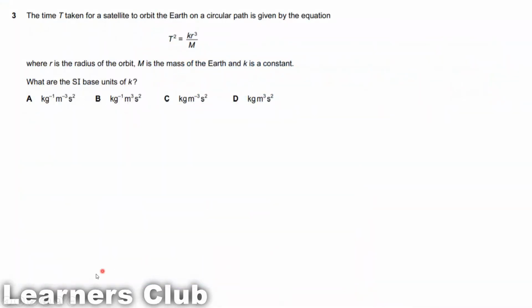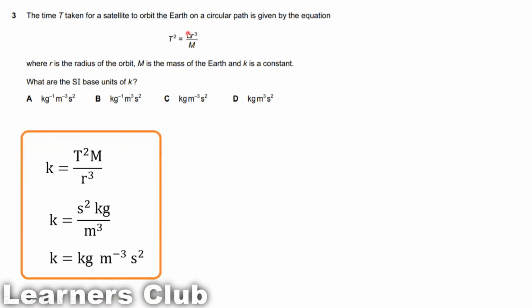Question 3. The time t taken for a satellite to orbit the Earth on a circular path is given by the equation t squared is equal to k times r cubed over m. So t is the time period, r is the radius of the orbit, m is the mass of the Earth, k is a constant. What is the SI base unit of k? When we have to find the SI base unit of k, the first thing that we have to do is make k the subject.